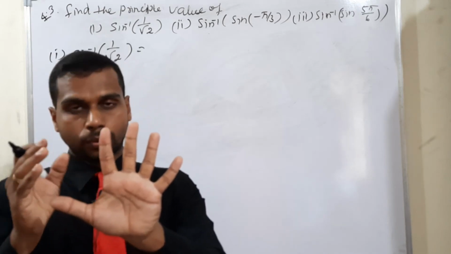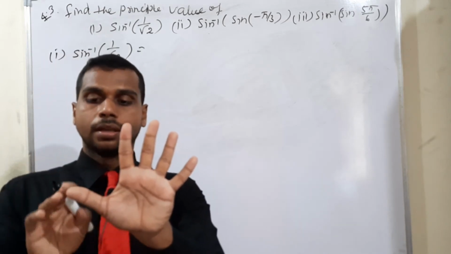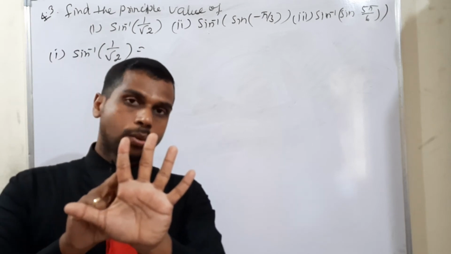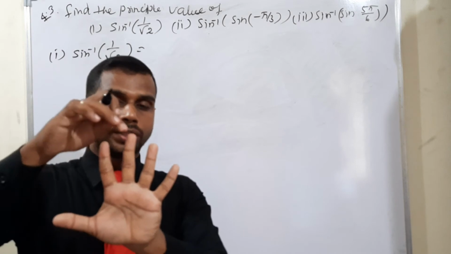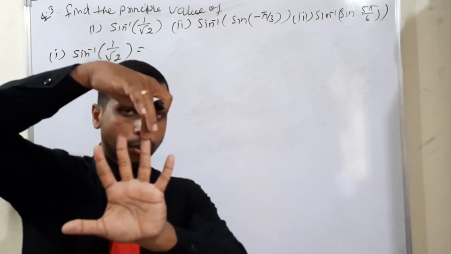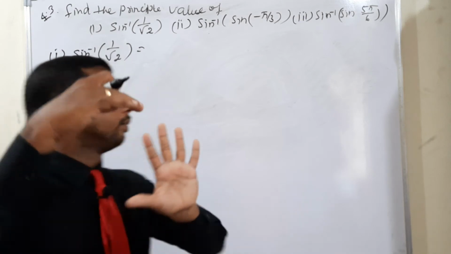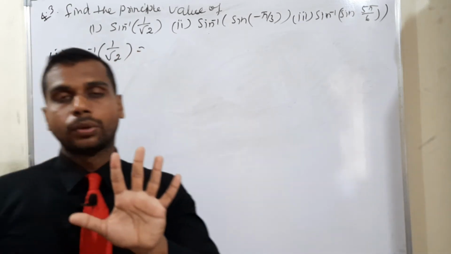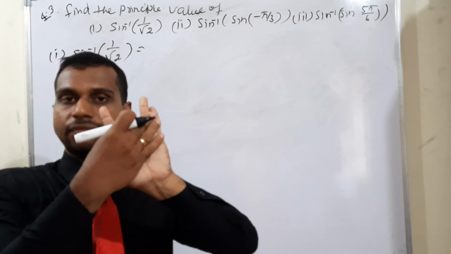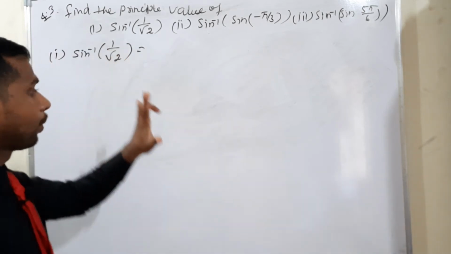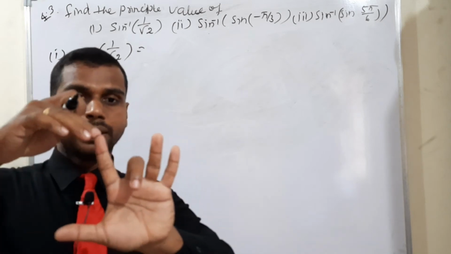So if you take the sine value, sine 0 means the value will be 0. Then 1 by 2, this is 1 by root 2, this is root 3 by 2, this is 1. Sine 90 means the value will be 1. We have 1 by root 2. Definitely we can say it lies on the middle finger. So middle finger means, instead of 1 by root 2, we can say the radians pi by 4.